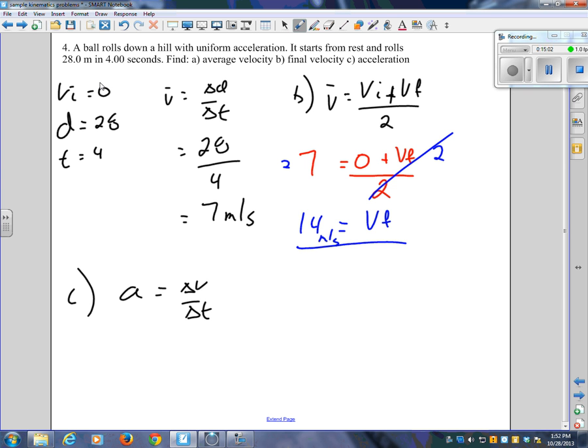Now, having said that, the correct value is 14. But it's not just because the VF is 14, and it's certainly not because the V bar is 7, and it's not because the VI is equal to 0. It's because of all three of them. Please write that delta V is not equal to V bar, because you will not believe how many times I've had to explain this to kids, that the change in the velocity is not equal to the average.